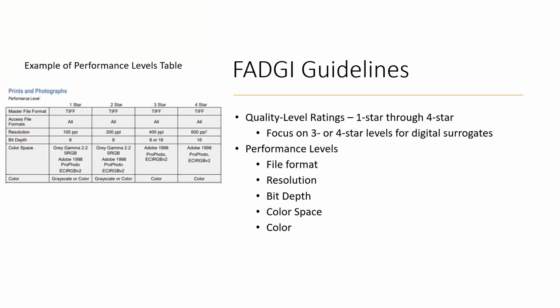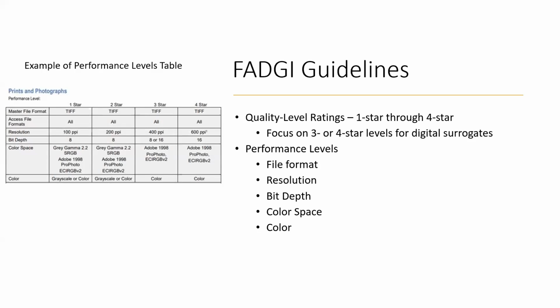These performance levels are laid out in quick guide tables for each type of material that outline most of the file specifications we just defined, including file formats, resolution, bit depth, color space, and color. These tables outline recommendations on a quality level scale of 1 to 4. For creating digital surrogates, I recommend only looking to the 3 and 4 star rated recommendations. On this slide, I included an example of the performance level table for prints and photographs. In the next few slides, I'll break down each of these specifications in the performance level section.